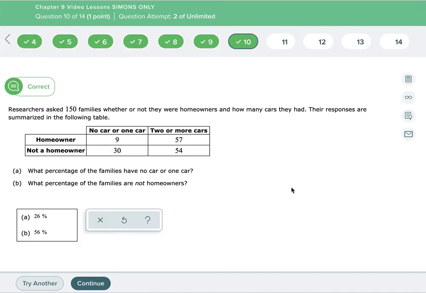So a high percentage of people are not homeowners in this group. But a lot of them own a lot of cars, which is kind of interesting. You would think that if you had a house, you'd be more likely to have more cars because you have space to put them, but I guess not.